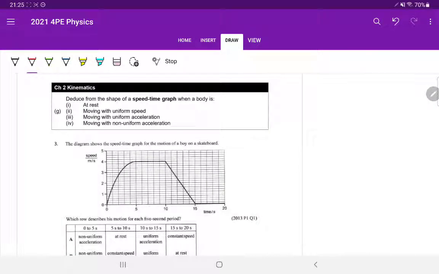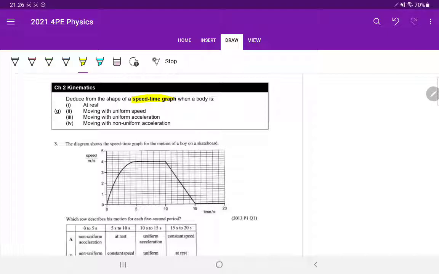Okay, we now move on to learning objective 2G, which is the speed time graph. Just now we were looking at distance time graph, now we're looking at speed time graph. We're supposed to be able to interpret from the shape of the speed time graph different types of motion, right? At rest, moving with uniform speed, acceleration, and non-uniform acceleration.